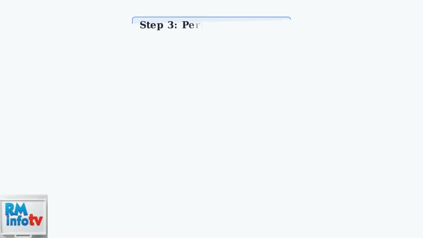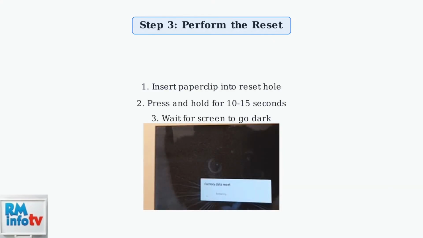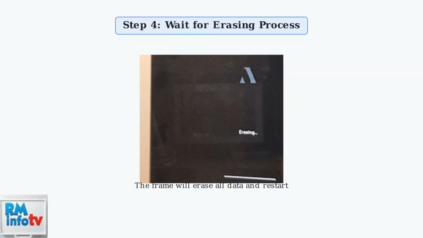Now insert the paperclip into the reset hole. Press and hold until you feel or hear a click, then maintain pressure for 10 to 15 seconds until the screen goes dark and displays a factory data reset message. After releasing the paperclip, the frame will display an erasing message. This process will take a few moments as the frame clears all data and prepares for restart.